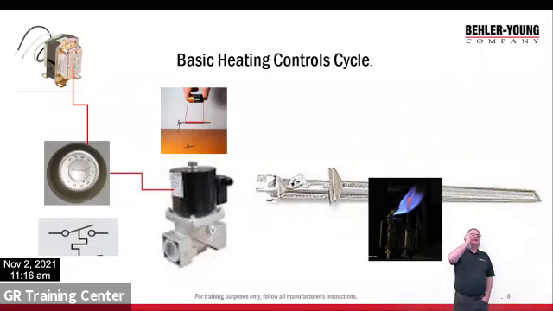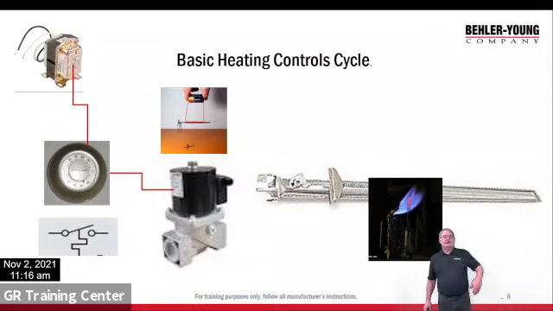So up at the top there, you see my transformer. All it's doing is taking 110 volts, I'm dropping it to 24. We call it control voltage. And again, it has to do with safety. It's just more effective to use. Everything is smaller. So I step down from line voltage to 24 volts. Then I go to my thermostat.